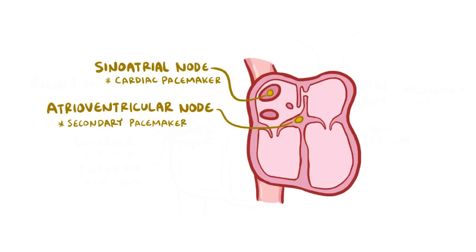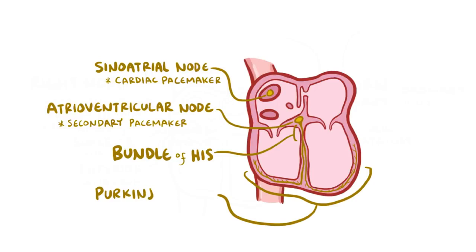At the same time, cells in the interventricular septum differentiate into specialized conducting cells that form the bundle of His. Cells in the rest of the ventricular myocardium differentiate into conducting cells that form the Purkinje fibers.